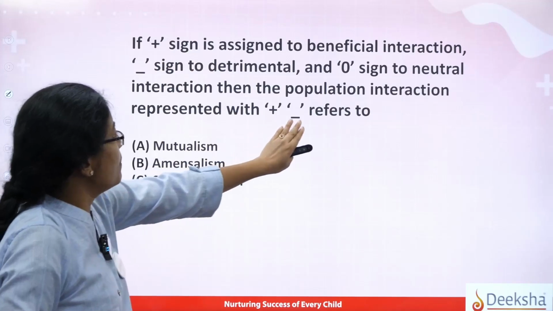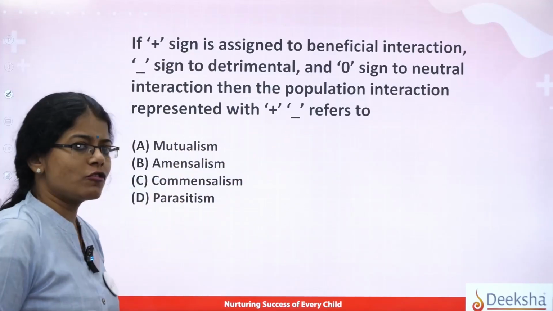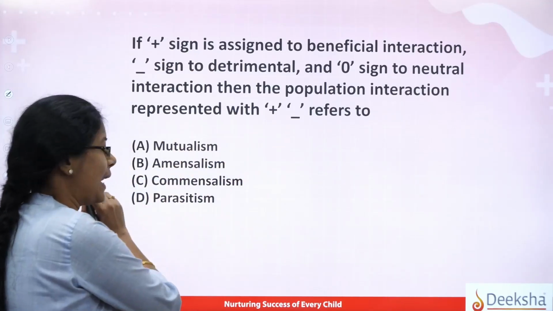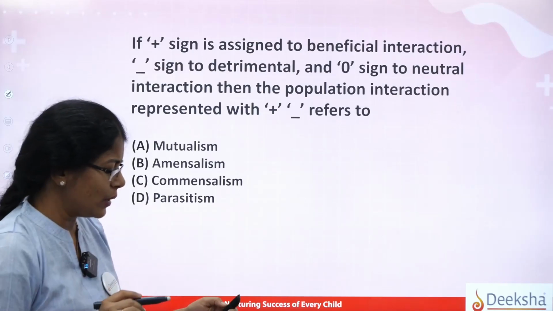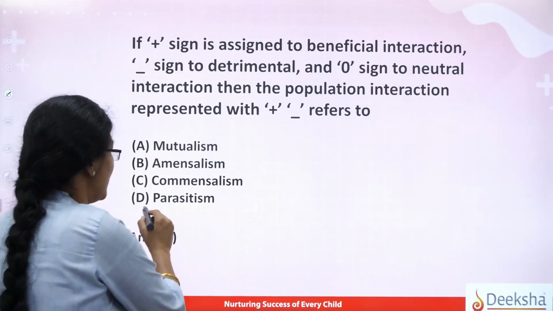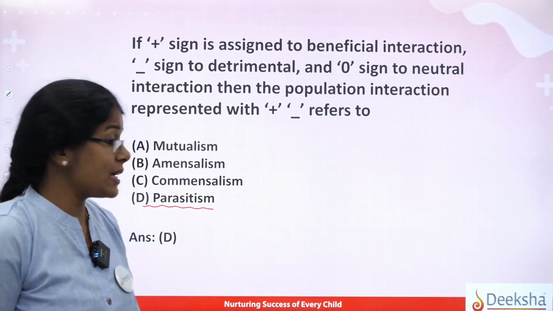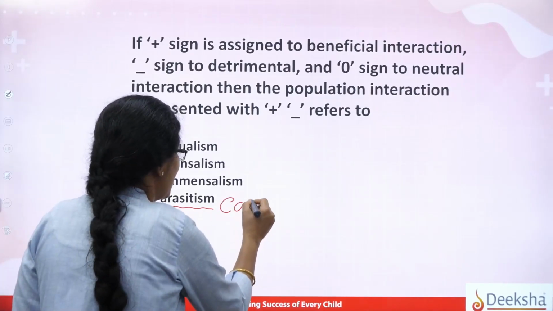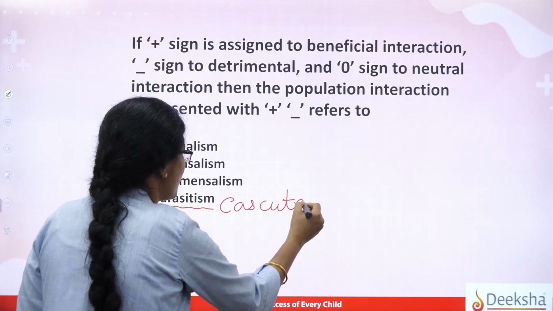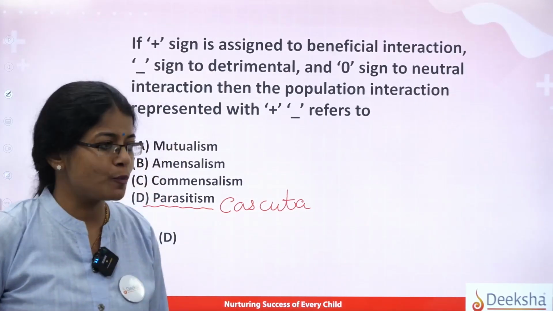So the plus and minus refers to which type of interaction, students? Yes, you're very right. And that is parasitism. Cuscuta was the best example. I forgot to tell you about that. Cuscuta is the best example of a parasite on a host plant.